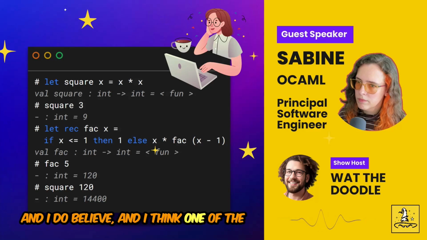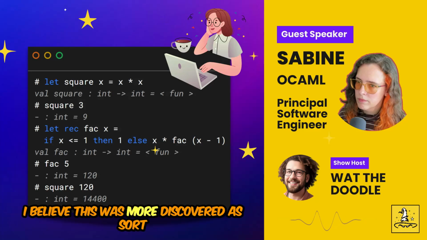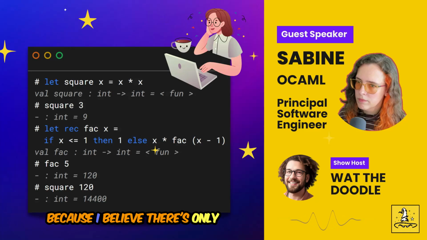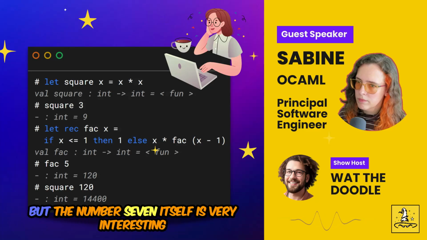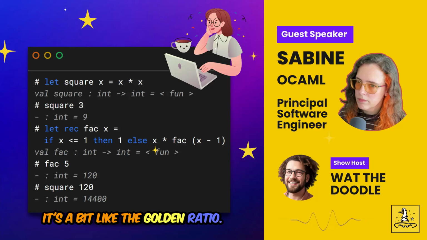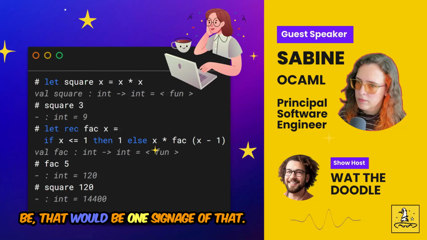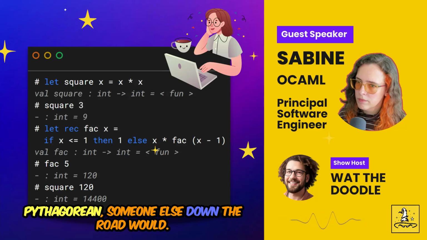And I think one of the things about Lisp is that it's an eternal language. The reason I say that is I believe Lisp was discovered, as a sort of mathematical property, more than it was genuinely sat down and designed, because I believe there are only like 7 terms or something. I don't want to get into numerology, so some numerologist is going to shoot me now. But the number 7 itself is very interesting in the universe. It's a bit like the golden ratio and those other numbers that seem to crop up weirdly in the universe again and again. If we're in a simulation, that would probably be one sign of it. But anyway, I believe Lisp is an eternal language. So if we didn't discover it, someone else down the road would, like Pythagoras.